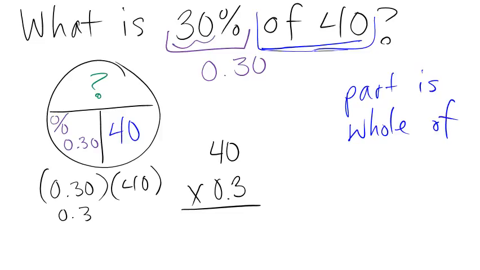So I'll multiply 3 times 0, 0, 3 times 4, 12. Now I could multiply the zeros, but it's just going to give me zeros. Now I count how many decimals there are, and that tells me how many decimals the answer, or the product, will have. So the part is 12, so that means my answer is 12.